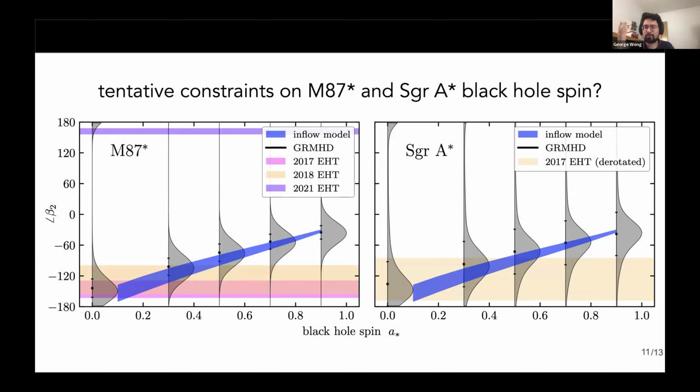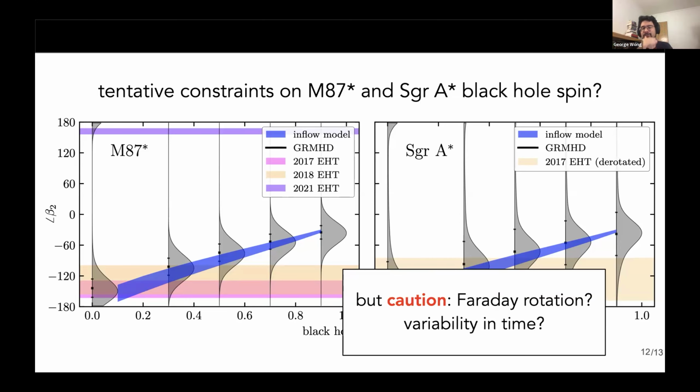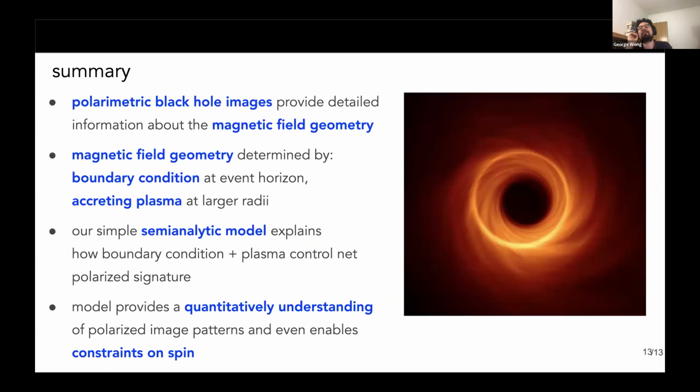You can play the same game, of course, with M87, but in general, we should be careful. We don't necessarily understand all the details about how the signal varies with time. Again, remember that in the inflow model we assumed a kind of steady state, and also there can be Faraday rotation effects. So as the signal propagates from its source to the observer, or to our telescopes or to Beck's, in principle it can be rotated. Okay, so anyway, this was my attempted very brief and hopefully comprehensible summary of this paper.